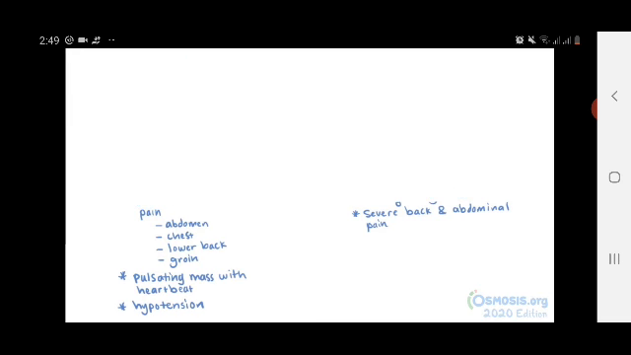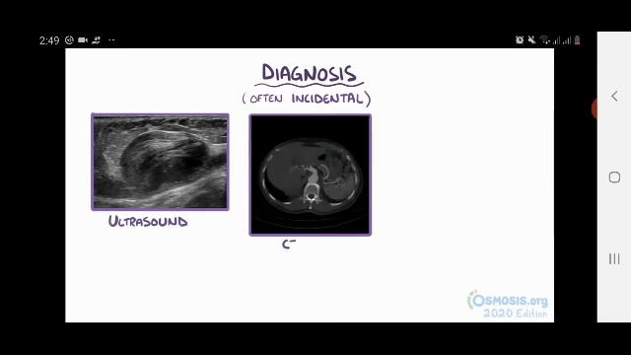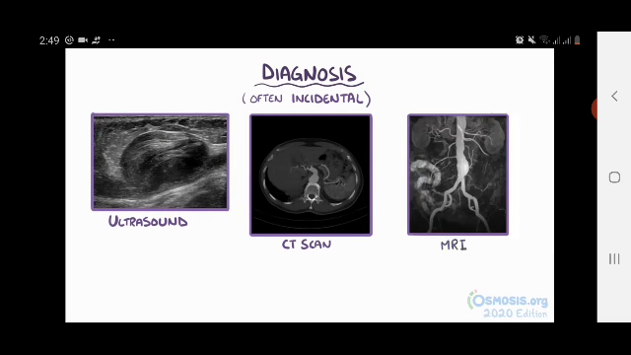Aneurysms can be asymptomatic and are sometimes diagnosed accidentally when an individual gets an imaging study for another reason. Usually they're seen best on an ultrasound, CT scan, or MRI. If an aneurysm is present and large enough to cause risk to an individual, it can be treated surgically.